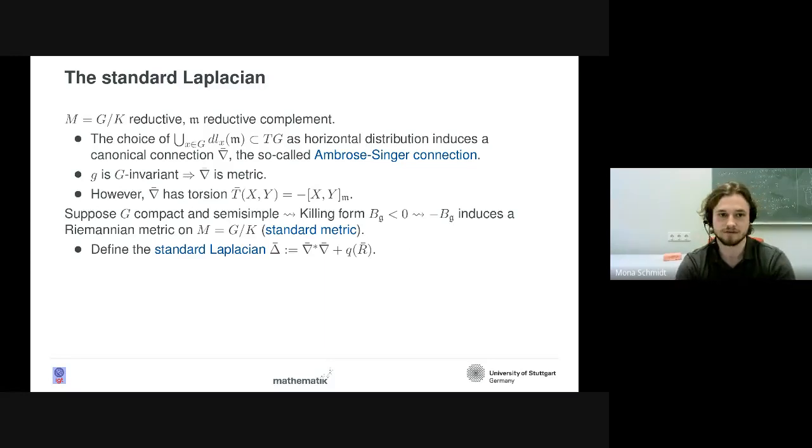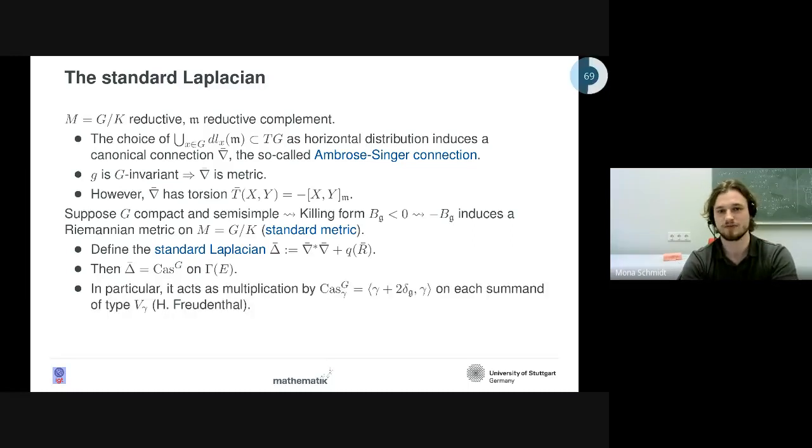Okay, what's the deal about the standard Laplacian? Well, the point is one can show that under these assumptions this operator coincides with the Casimir operator of the left regular representation. And this is pretty nice because the Casimir operator is well understood.